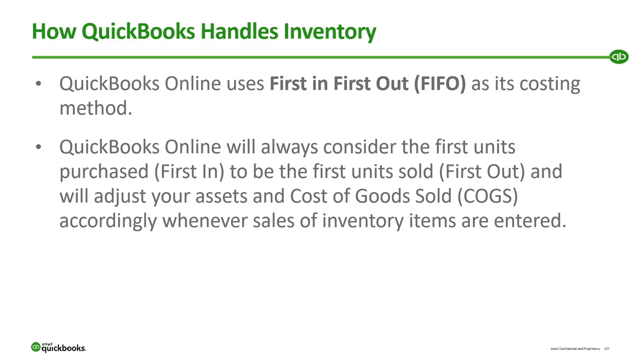So again, the inventory side of things and knowing exactly where things are, FIFO, first in, first out, may not always be applicable, but that is the system that it utilizes. Again, you do have the ability to go in and modify that, should you choose to.